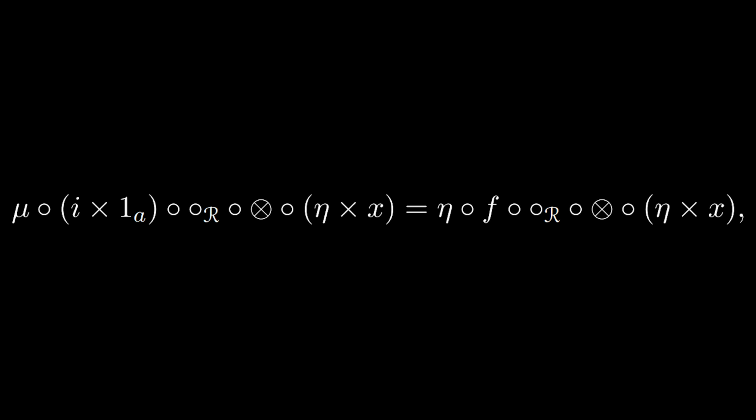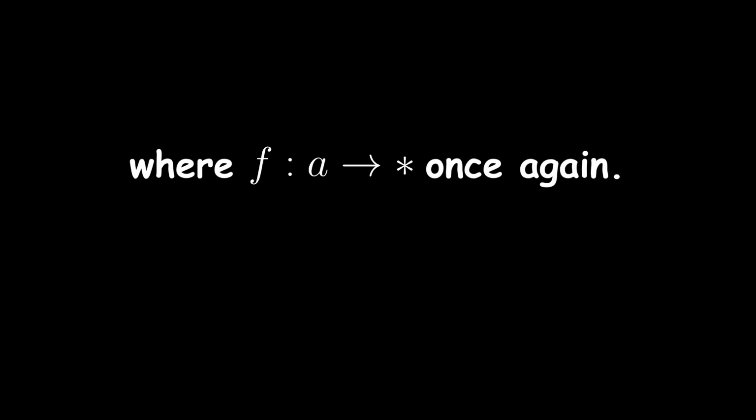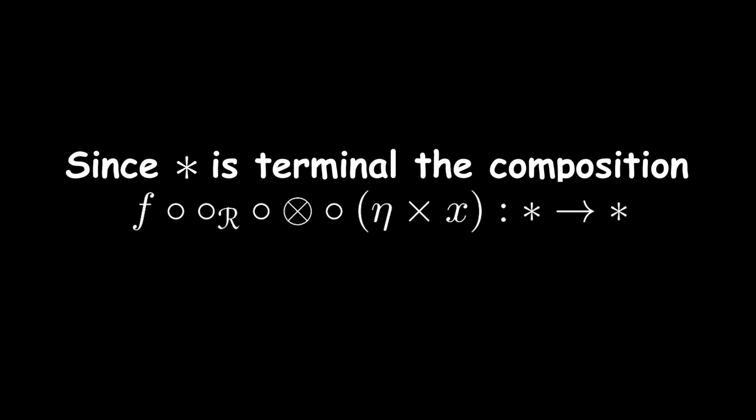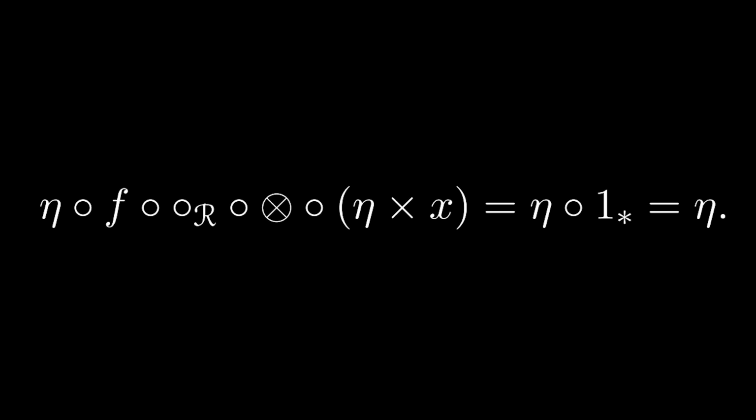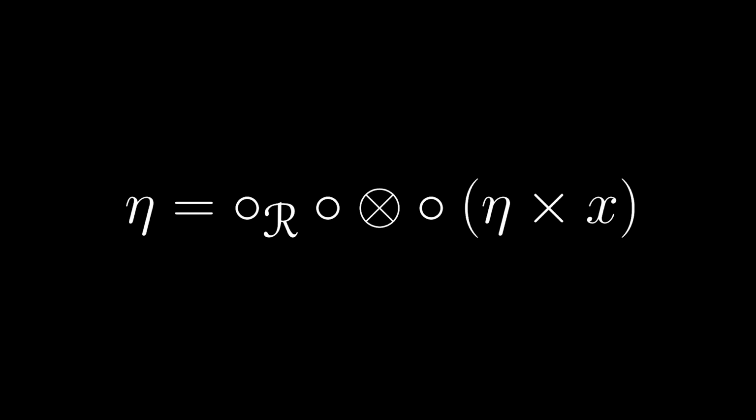So by commutativity in one of the previous diagrams, we have that equals eta comp f comp r comp tensor comp eta cross x, where f from eta star once again, since star is terminal, the composition f comp r comp tensor comp eta cross x from star to star must be equal to 1 star, and thus we have eta comp f comp r comp tensor comp eta cross x equals eta comp 1 star equals eta. Putting the equation back together, we have eta equals comp r comp tensor comp eta cross x.